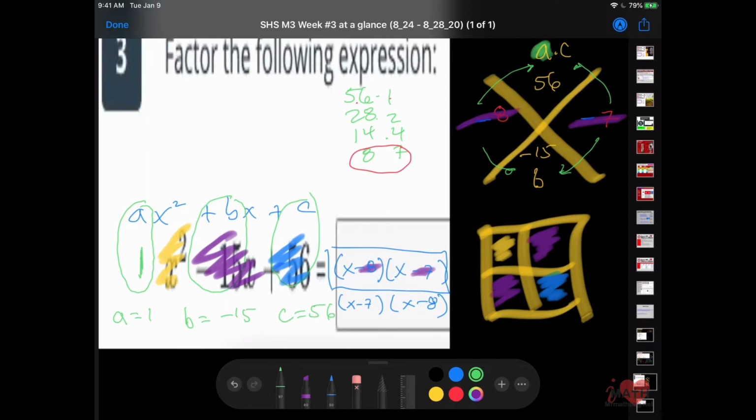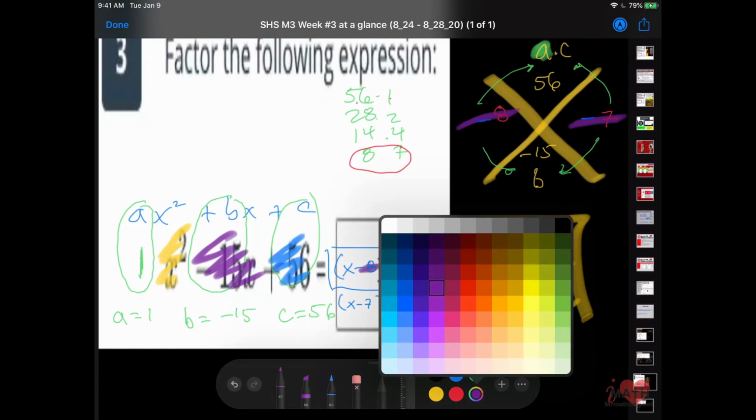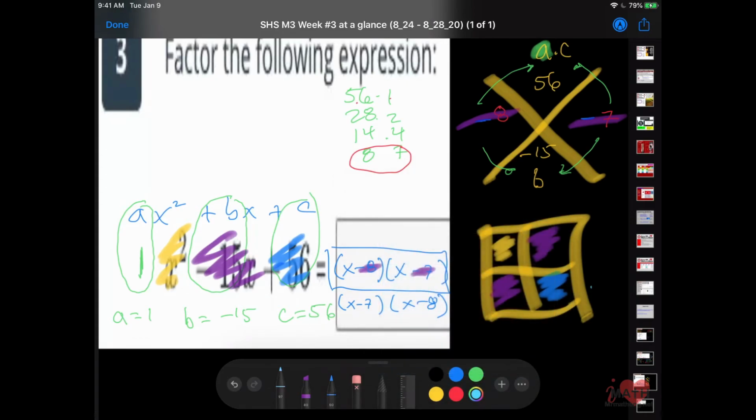Let's use a different color I have not used. Let's use red. So in yellow, I have x squared. Can't use yellow. What color have I not used? Orange, green, purple. How about this light blue? Dark blue, purple, cyan. I like cyan. Okay. So in yellow, I have x squared. That's from over here.